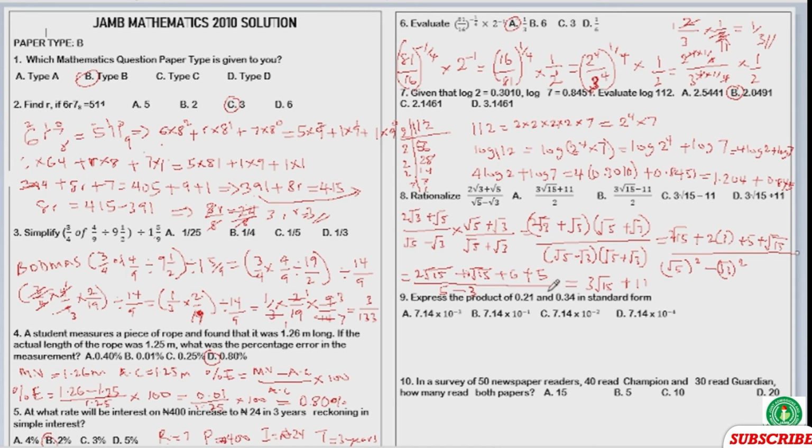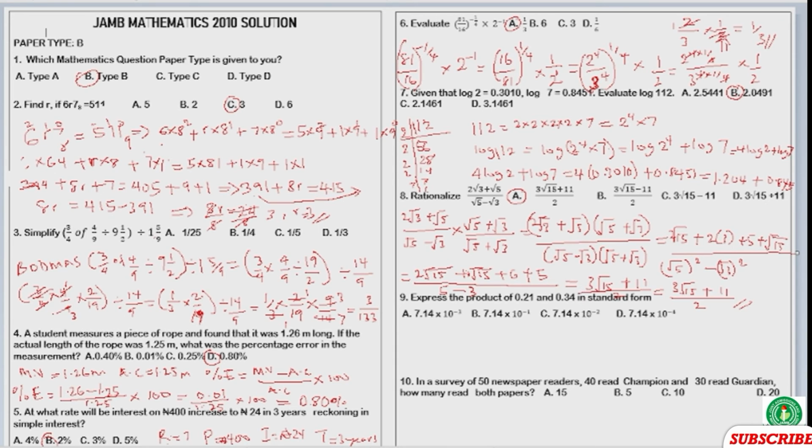Don't forget here we have 5 minus 3, all over 2. So the final answer here is 3 root 15 plus 11 over 2. That's option A. So that's that about that.